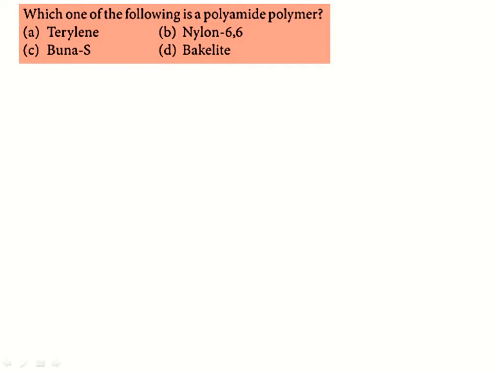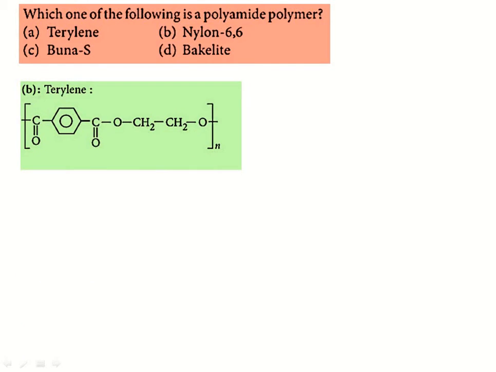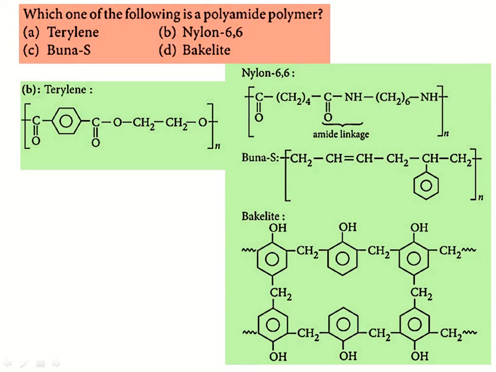Next question. Which of the following is a polyamide polymer? Terylene, nylon 66, guanine, bakelite. You can see the linkage, and even the bakelite linkage, you can observe the difference. So on seeing all these things, nylon 66 is said to be polyamide.